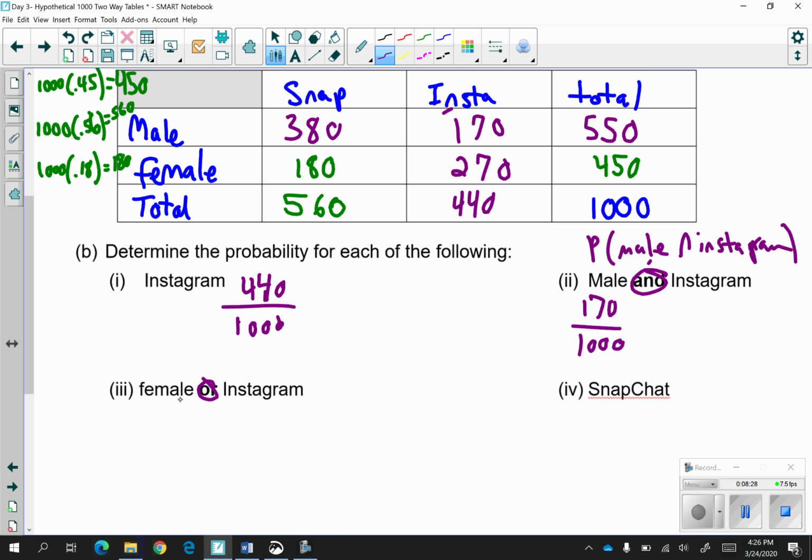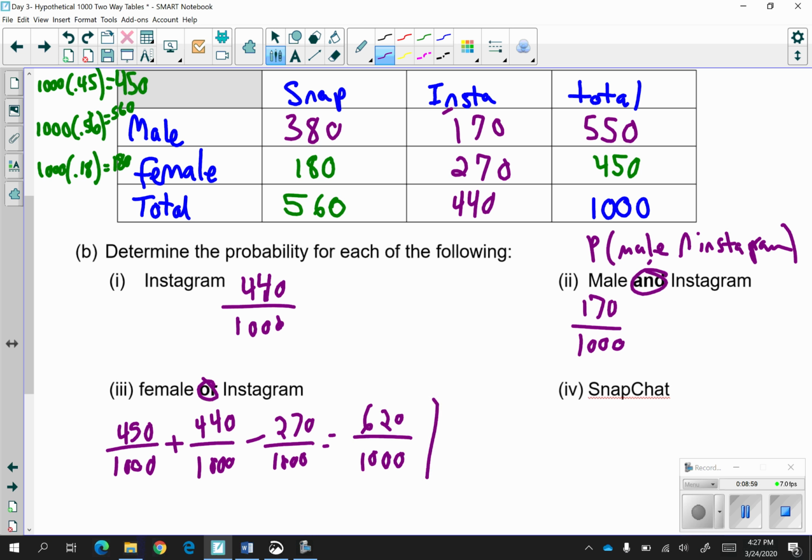The number of people who are female is 450. The number of people who like Instagram is 440. And the number of people who are female and like Instagram, the intersection, is 270. That's going to give me a total of 620 people out of 1,000. And then the number of people who like Snapchat is 560 out of 1,000.